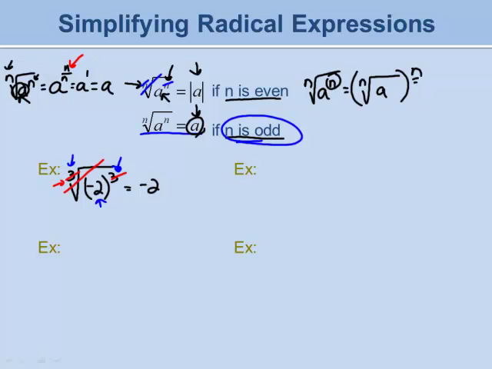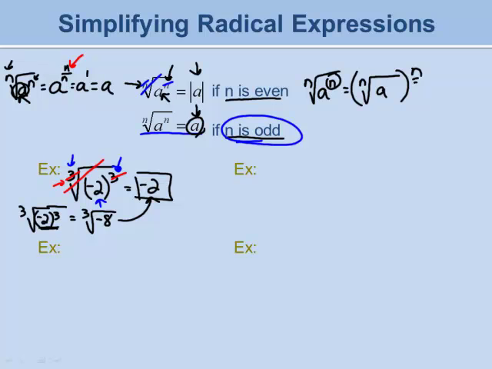Now let's do that longhand and make sure that that actually works. If we're taking the cube root of -2 cubed, let's do the math under the sign first. -2 cubed is -2 times -2 times -2, which is -8. So now we're taking the cube root of -8, and hopefully you'll agree with me that the cube root of -8 is indeed -2.